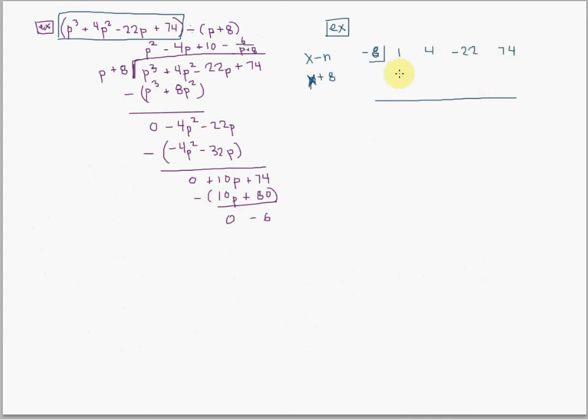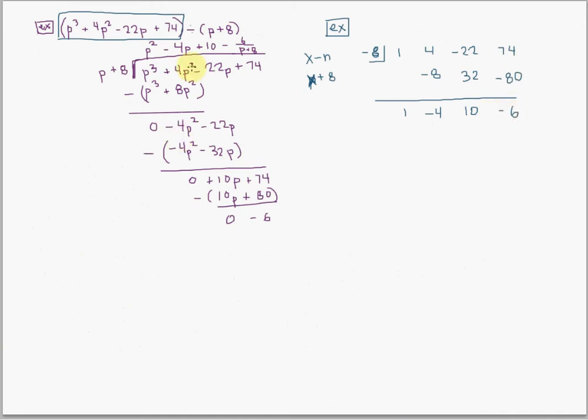Okay. Now, you always pull down your first term, and then you use that to multiply these. So we're going to take negative 8 times 1, which gives me negative 8, and then you add these two terms together to give you negative 4, and then we multiply this by this number to get what goes here. Negative 8 times negative 4 is a positive 32, and you add these two terms together to give you 10. Multiply those two to give us negative 80, and then add them together to give us negative 6.